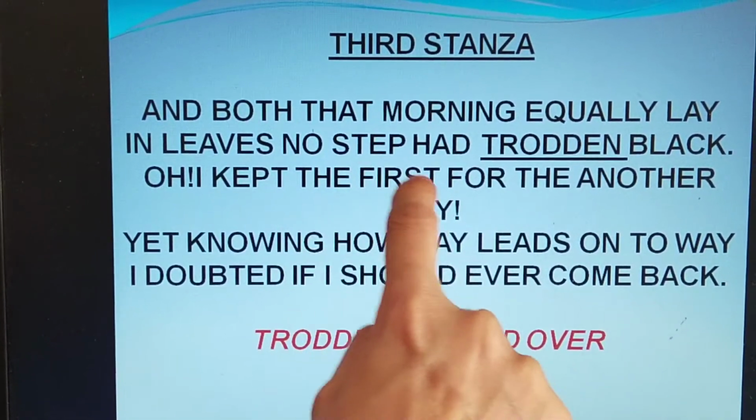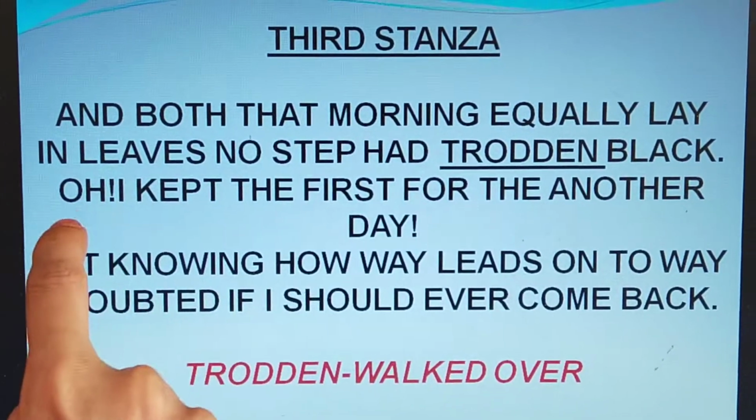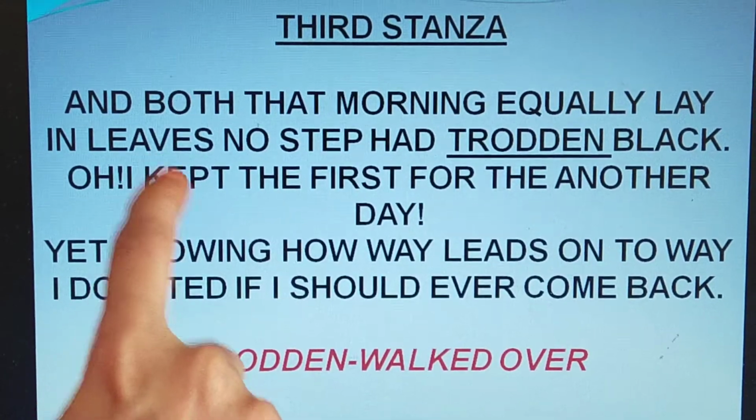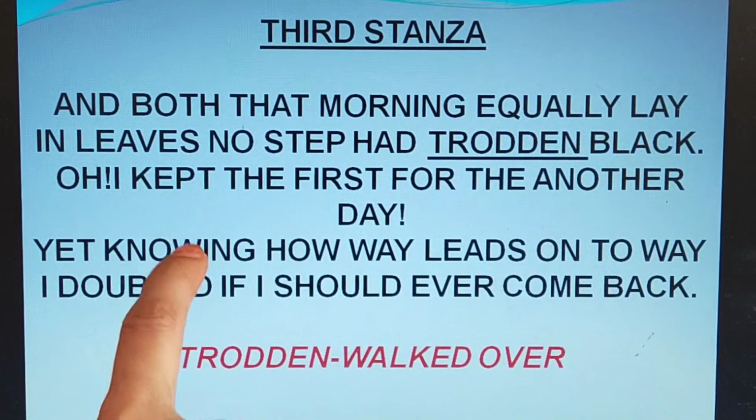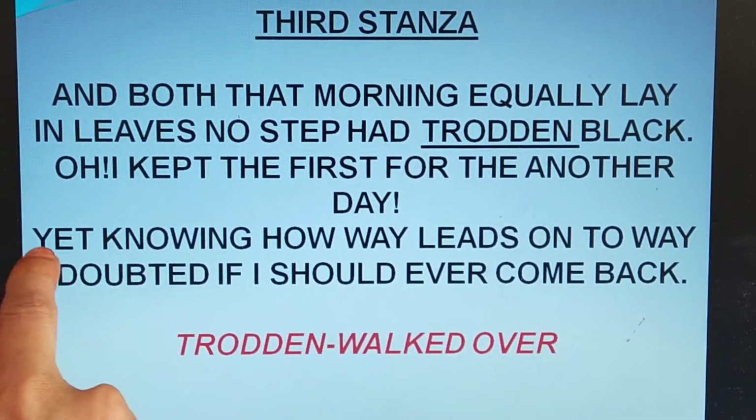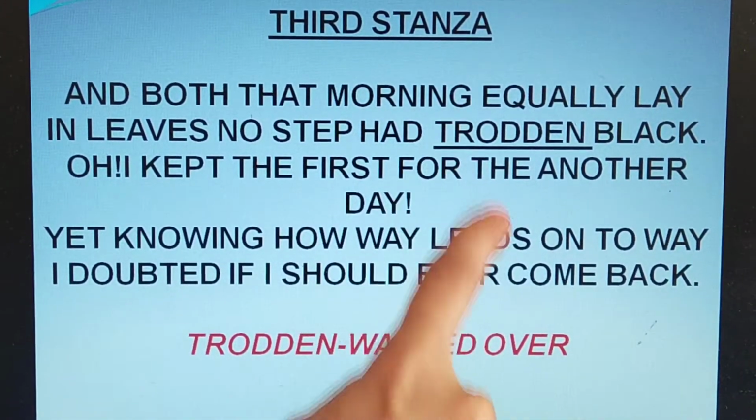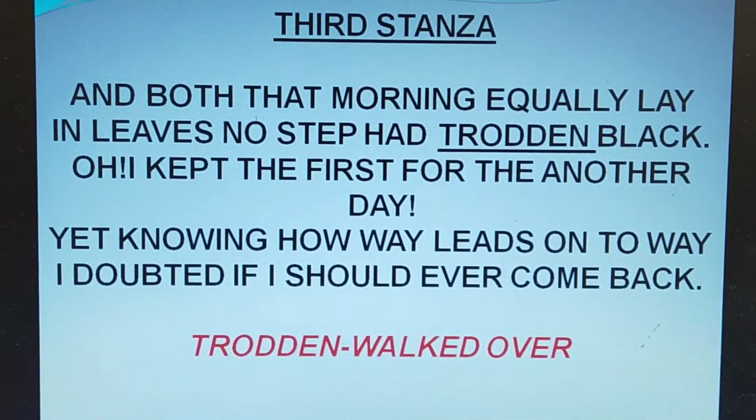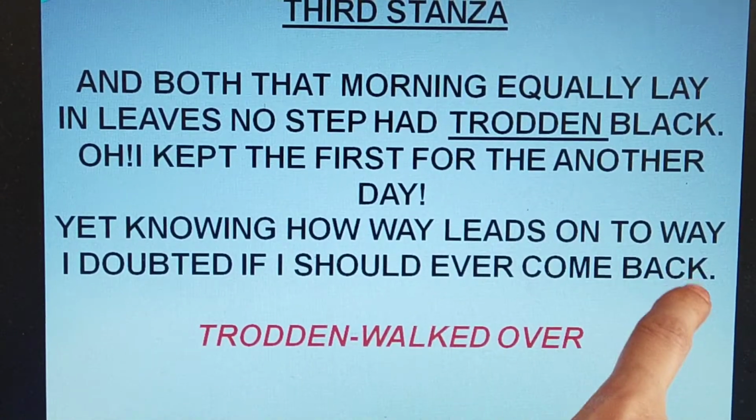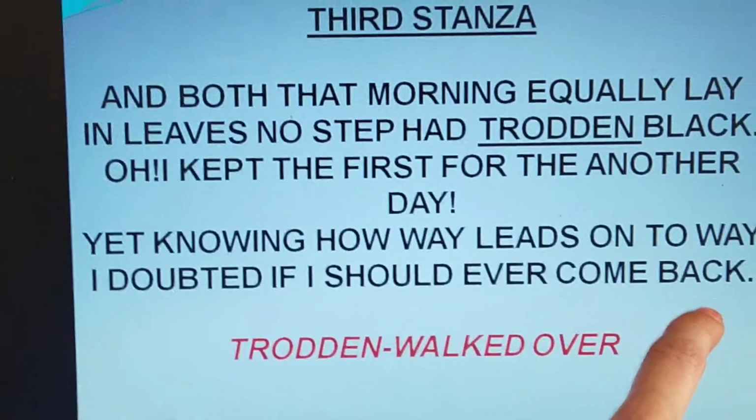Oh, I kept the first for another day. He was just saying this with a sigh. Oh, see the exclamatory mark you can see over here, students. He was really feeling upset that he had to keep the first road for some other day because he could not travel both the roads at the same time. Yet knowing how way leads on to way. Though he was very much sure that one way leads to other and life goes on. I doubted if I should ever come back. I was in a dilemma whether I would be able to come back or not.